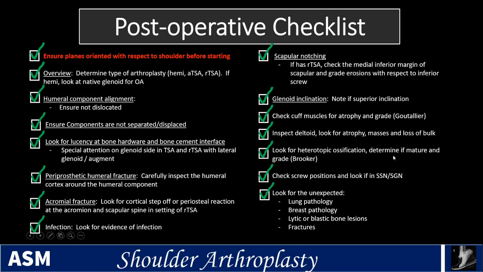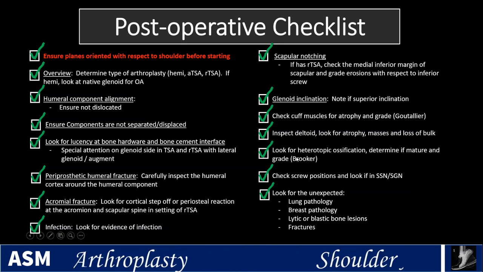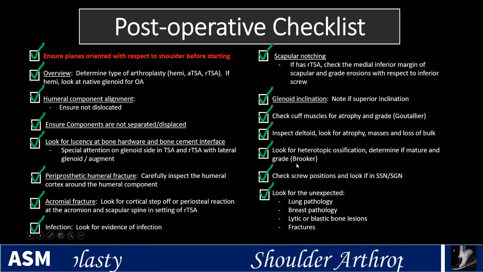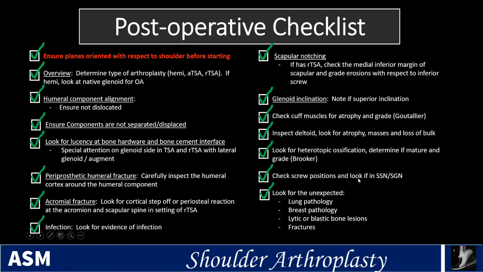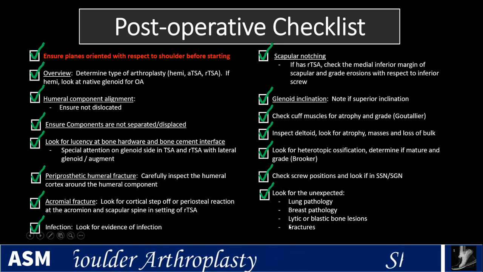Determine if it's mature, so do you see zonality or is it fluffy? And then grade it. You can probably just extrapolate the Brooker classification from the hip. Check your screw positions and make sure they're not going into the suprascapular notch or spinoglenoid notch. And then again, look for the unexpected.